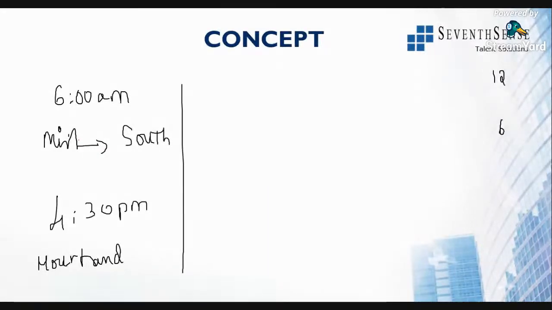Just draw a proper clock, 3. Then make the directions: north, south, east, and west. All right. So now what are they telling? At 6 o'clock, minute hand will be south. 6 o'clock will be something like this, right? So minute hand will be pointing out at 12. 12 is south direction. So south will become 12. North will become 6.